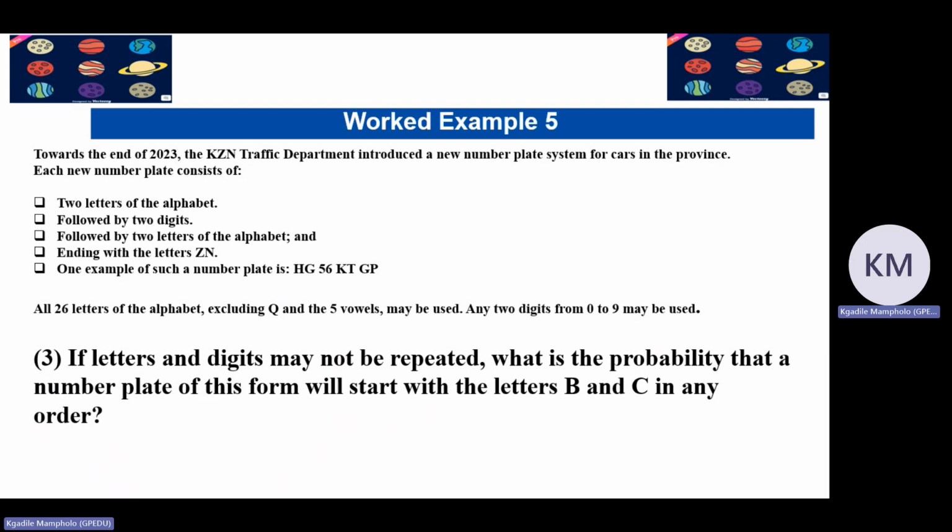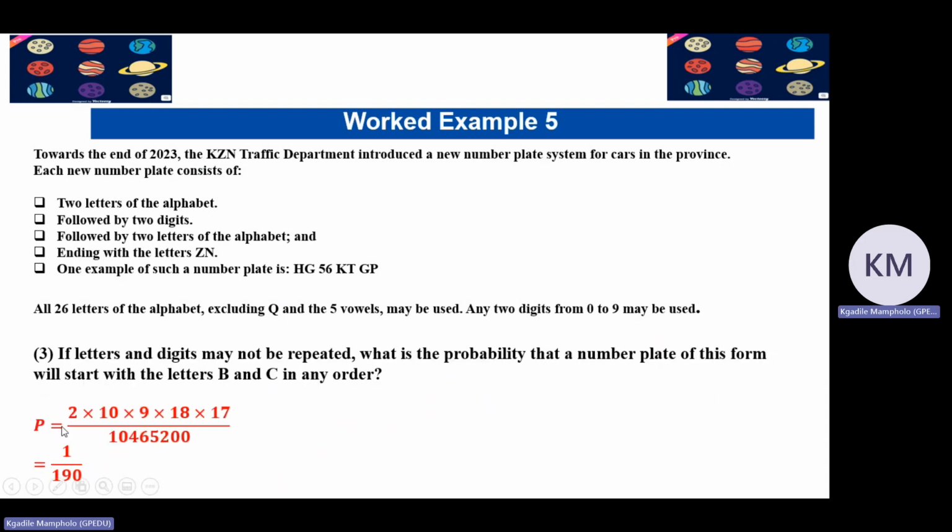If letters and digits may not be repeated, what is the probability that number plates of this form will start with letters B and C in any order? That's why we say in any order. Remember, they're not saying starting with BC. They're starting with B and C in any order. So it can be BC or CB. That's why we have two, because we have two possibilities for arranging the letters at the beginning.